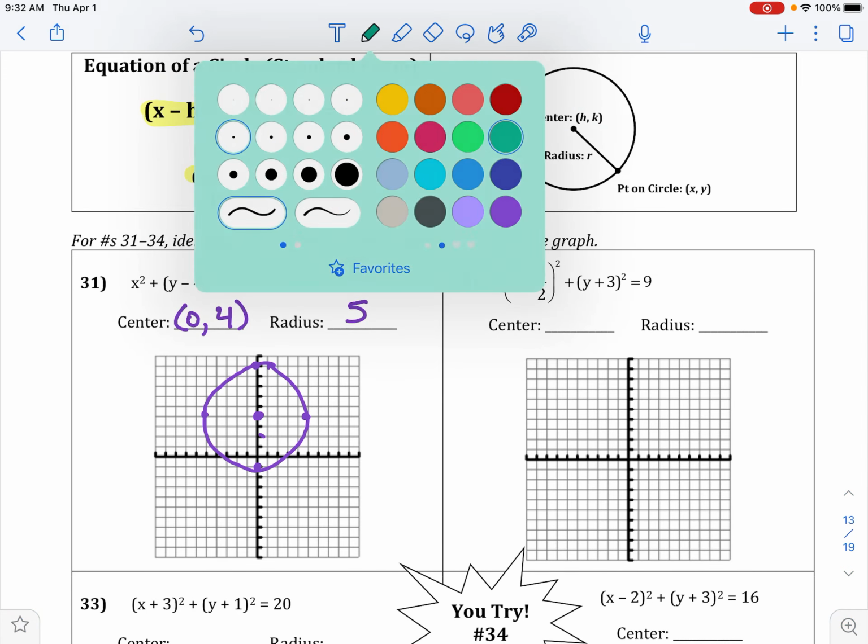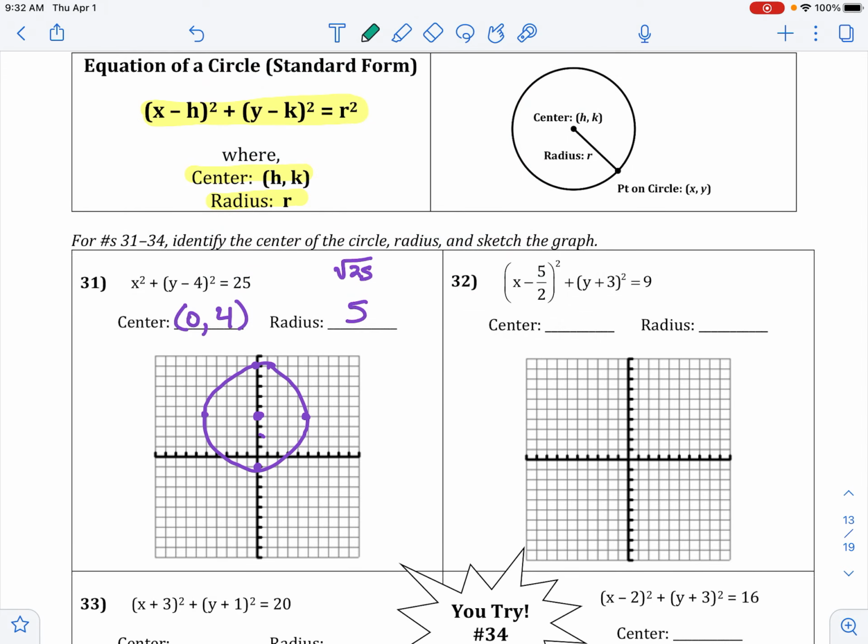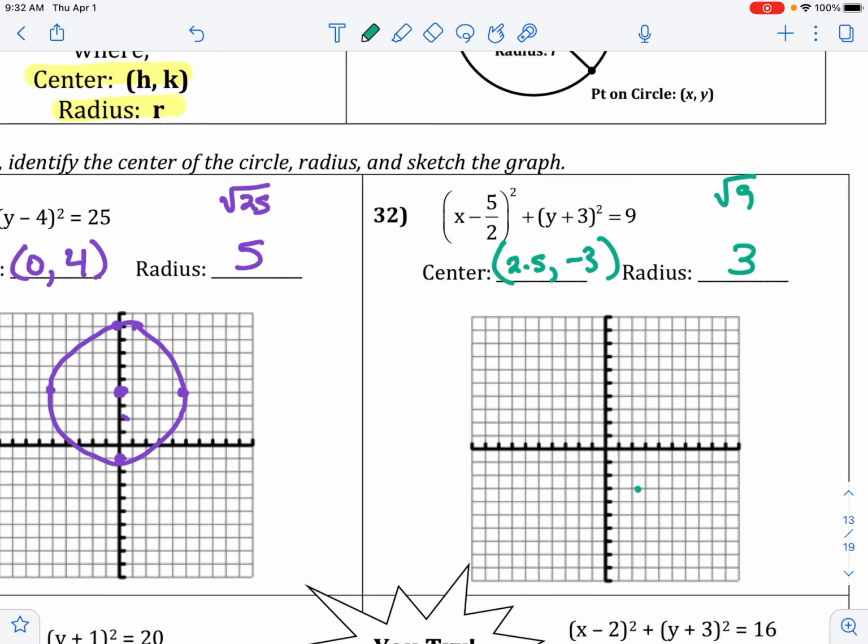So let's try another one. In the next problem, number 32, our h value actually is a fraction. You can write it as a decimal if that's easier for you to graph it that way. So we can say that we're going to be at 2.5, and then y plus 3, we're going to be at minus 3. So there's our center at (2.5, negative 3). Then our radius is the square root of 9, which is 3. So we're going to go over 2.5 and down 3, right about there.